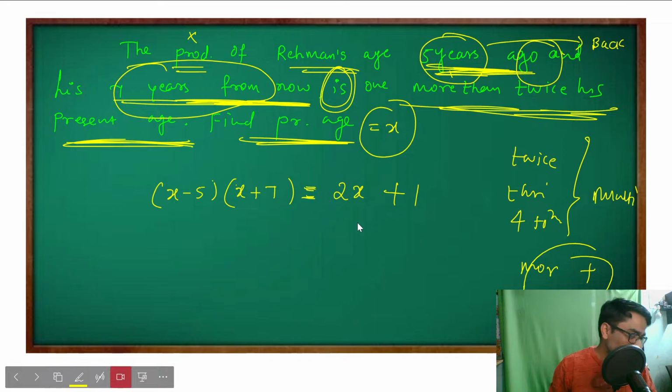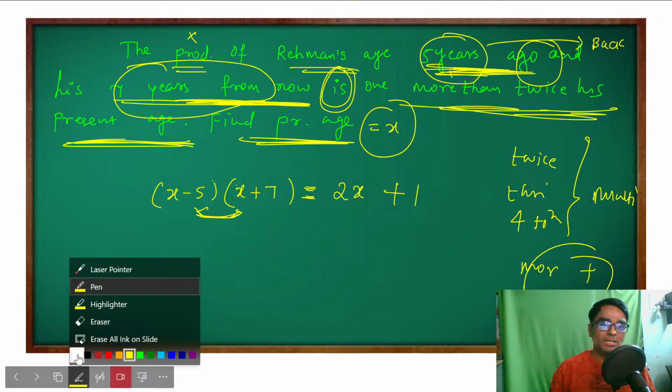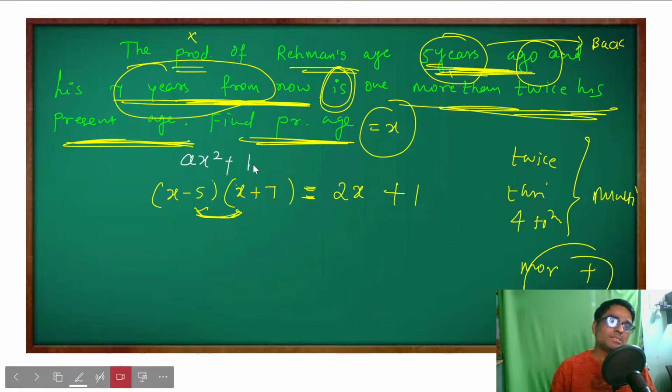So how will you solve? Multiply these two brackets first. This is not in standard form, right? First you have to bring it into the standard form, then solve it. What is standard form? Ax square plus bx plus c equal to 0. It should look like this. Then you will be able to solve. So how will you multiply two brackets?